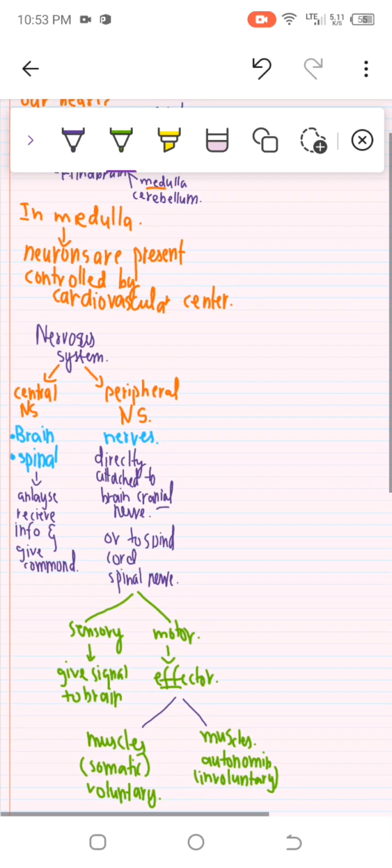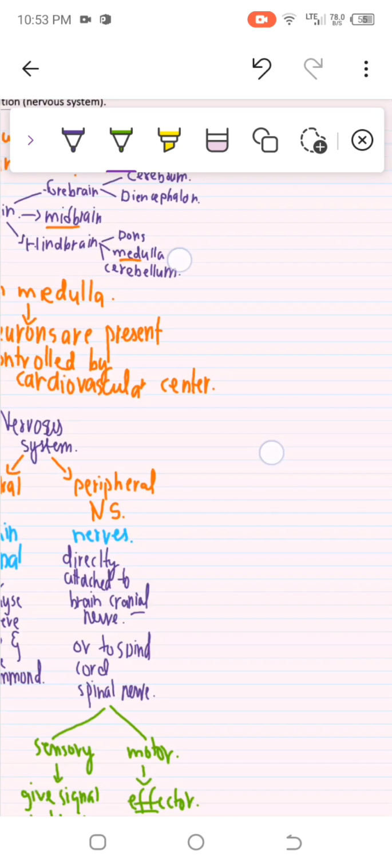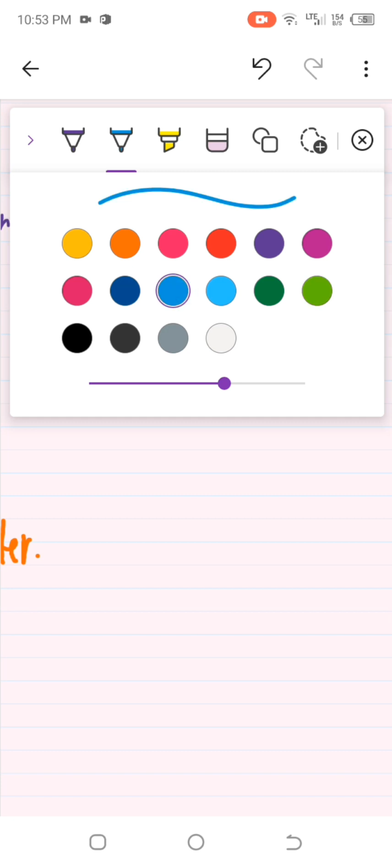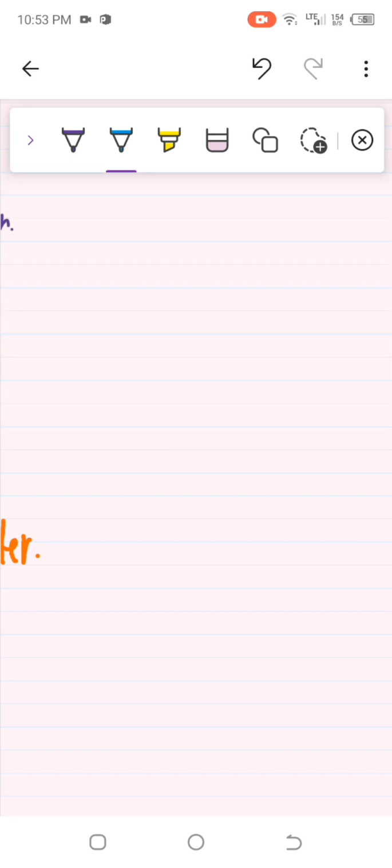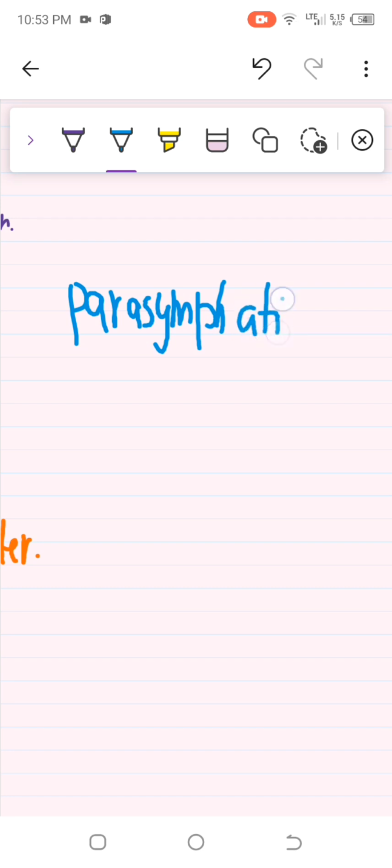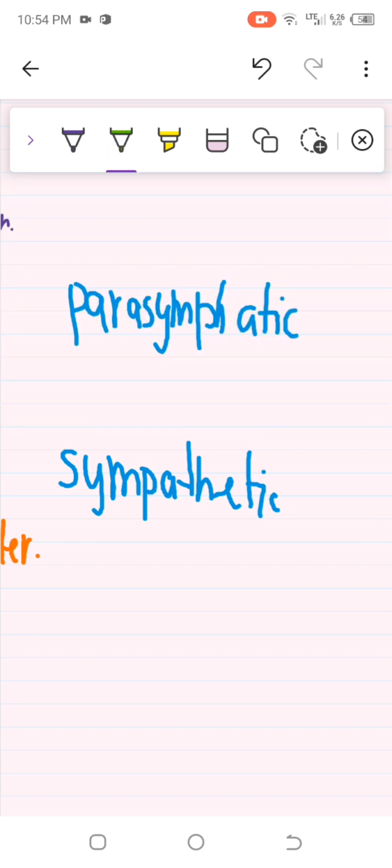Now here we have further concepts of nerves: the parasympathetic and the sympathetic. The parasympathetic is active in normal conditions.